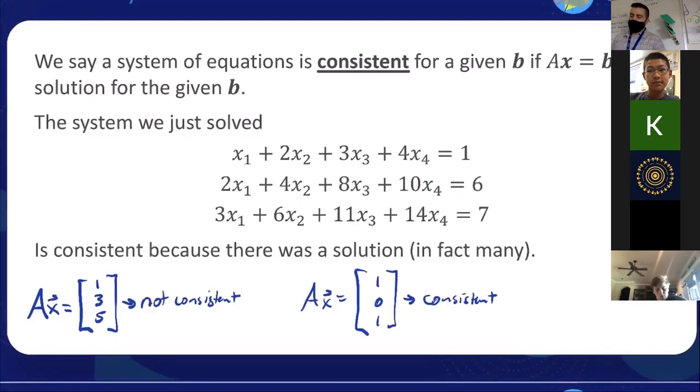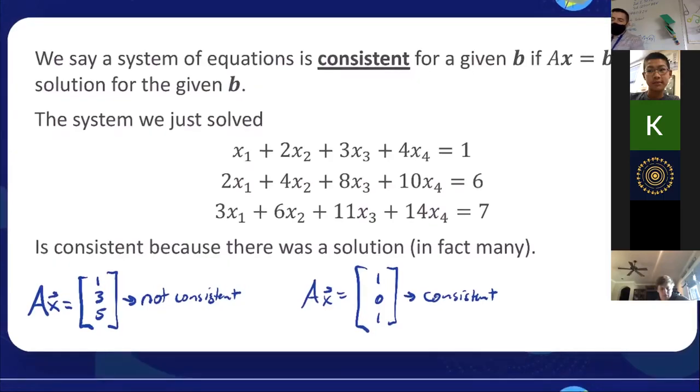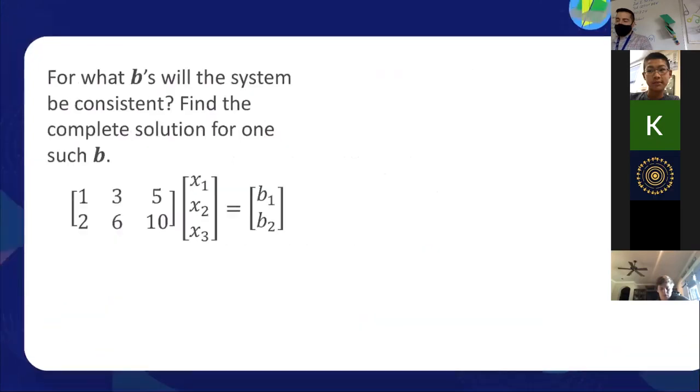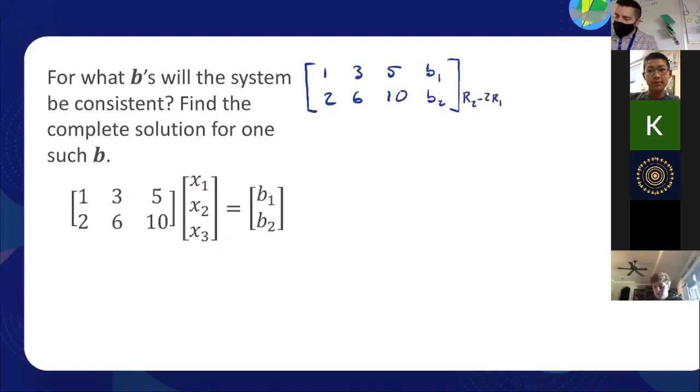All right, so we'll do our last example and then we'll be done here. So this one says, for what B's will the system be consistent? Find a solution for one such B. Meaning find what can work and then just pick one that works and solve it. So this one's a pretty easy one. So I'll put my coefficients and then I'll also put a B1 and a B2. And I do elimination by trying to eliminate the 2 at the beginning of row 2. So I'm going to take row 2 minus 2 row 1. And I have 1, 3, 5, B1, 0, 0, 0, B2 minus 2 B1.